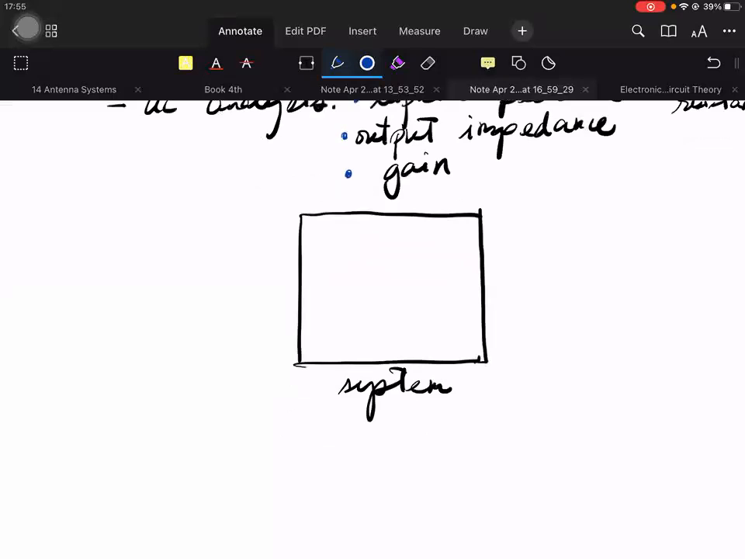So how will we use our amplifier? Maybe we will connect our amplifier to a source, maybe in the form of a sensor, or maybe a microphone.